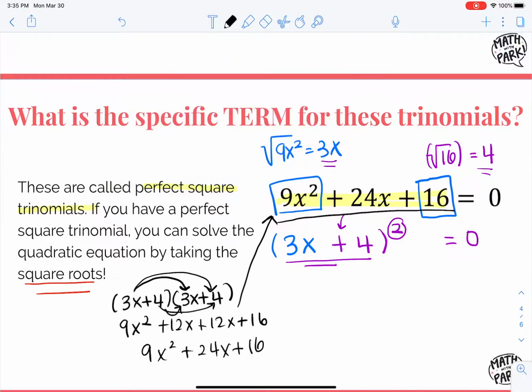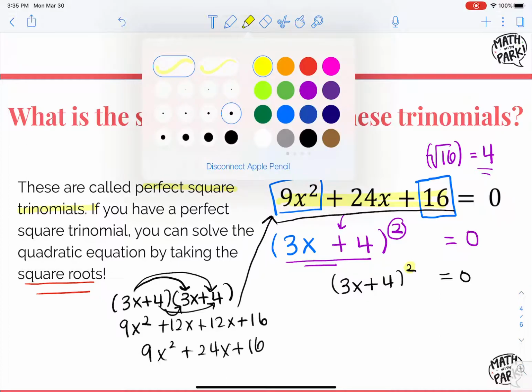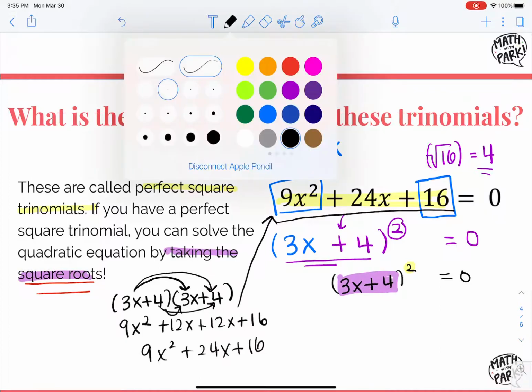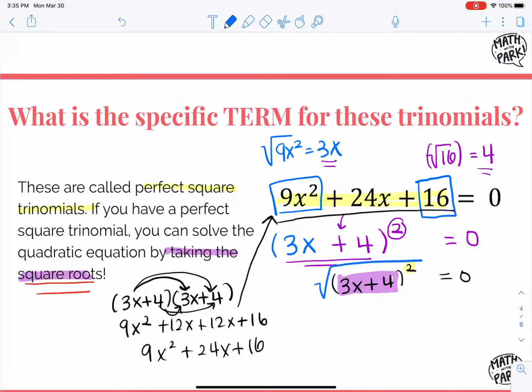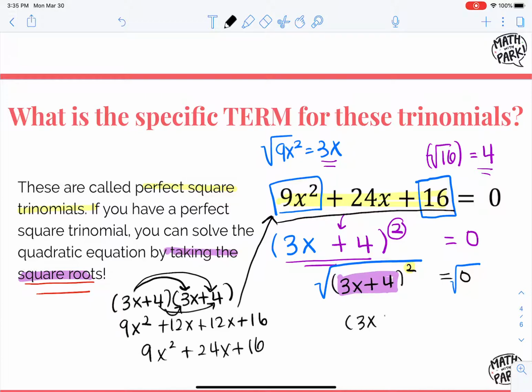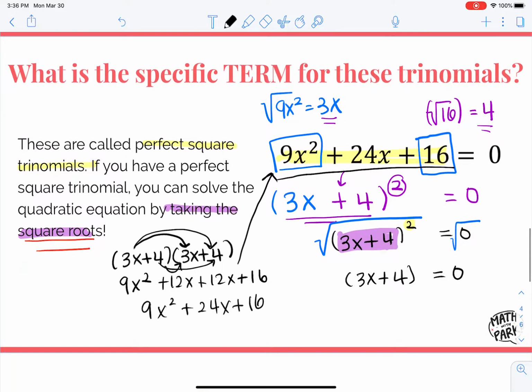Now to solve for x, because it's an equation, what you want to first do is isolate the variable. But because there's a square attached to this parentheses, what you can do now is take the square roots of both sides. So when you take the square roots of both sides, like this, it will become 3x plus 4 equals 0. We do this to get rid of this squared.